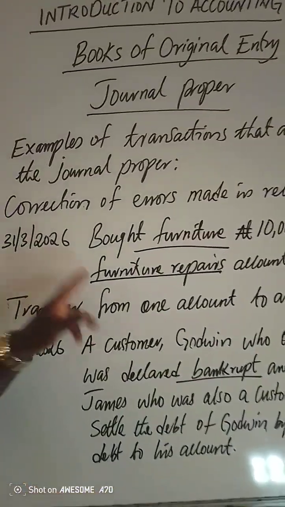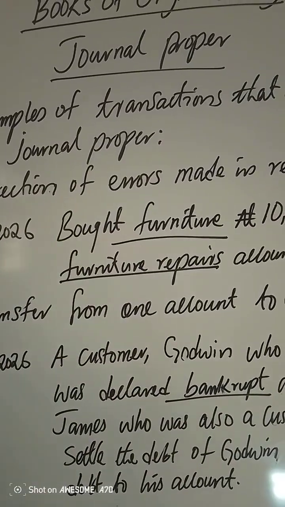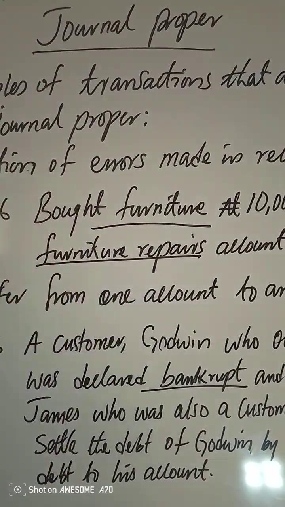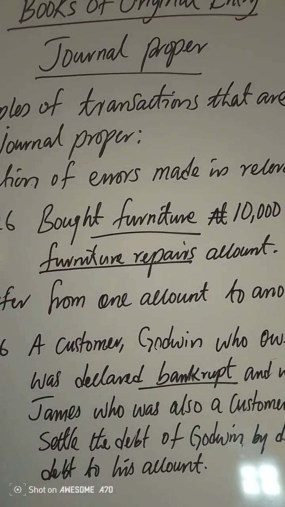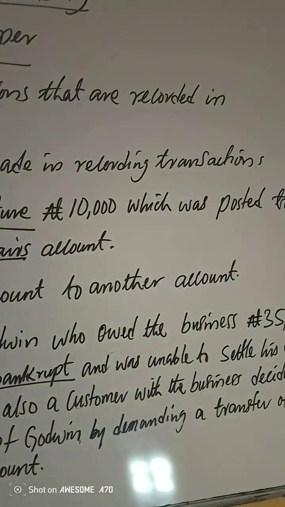So in this case, we are saying that furniture is an asset, while furniture repair is an expense. So if furniture is purchased and posted to an expense account, it becomes an error. Then you need to correct it. In this case, how do you correct such an error?